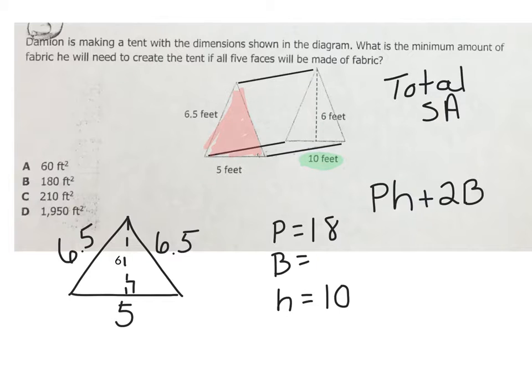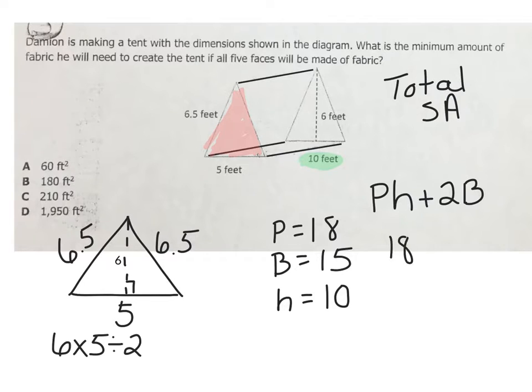So we're just going to do 6 times 5, and then divide that by 2. So 6 times 5 is 30. 30 divided by 2 is going to be 15. There we go. Now we have all 3 things that we need for our formula. So let's just go ahead and put it in.